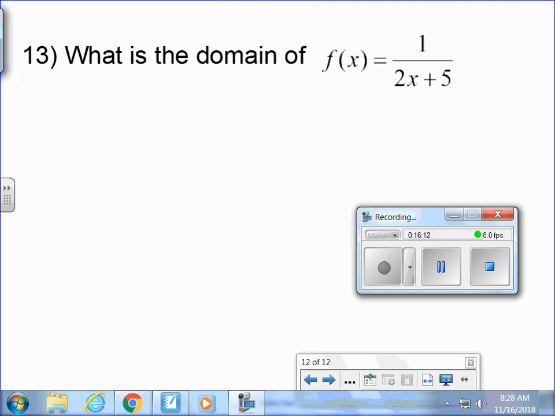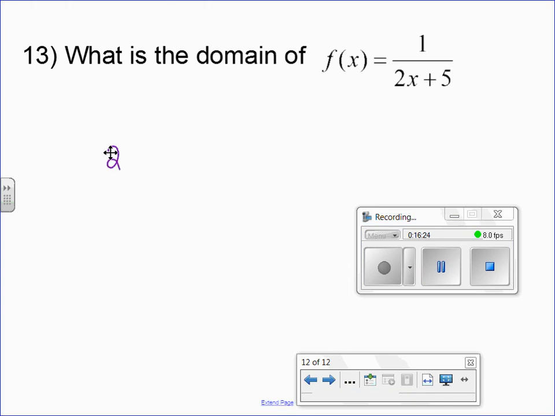But what is the domain of this function? So what are we allowed to divide by in math class? Any number in the world except 0. So we mainly just want to avoid that denominator being 0. So you can kind of think about it this way. I never, ever, ever want 2x plus 5 to be 0.